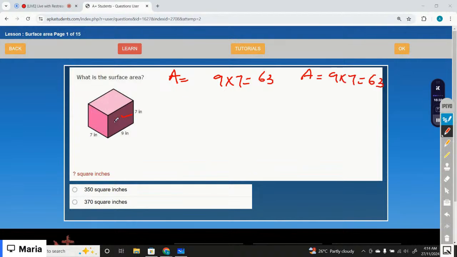Now we're going to calculate the area of this one, that is 7 and 7. The measurements of this face are 7 and 7, right? So that is 7 times 7, that is 49, and the face on this side has the same area, that is 49. Now I'm going to calculate this one.